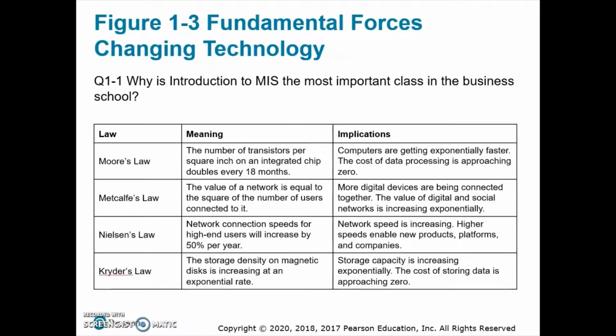We've got some forces that change technology, and we've got different laws just like everything else. And I'm sure you're familiar with Moore's law or have at least heard of it. The textbook definition is the number of transistors per square inch in an integrated chip doubles every 18 months. What does that really mean? Computers are getting faster, all right? The cost of data processing is approaching zero. The cost of storing data is approaching zero.